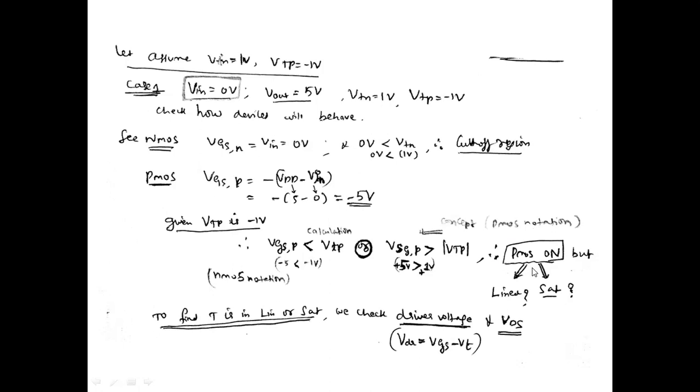If any device is on, its on condition indicates that the device can be in the linear region or in the saturation region.